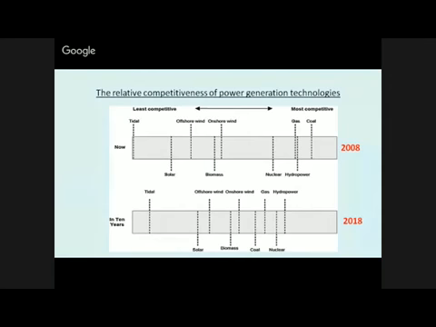Solar has already spread on a mass scale. Wind energy has already spread. So due to that reason, they are now quite comparable to the conventional resources.